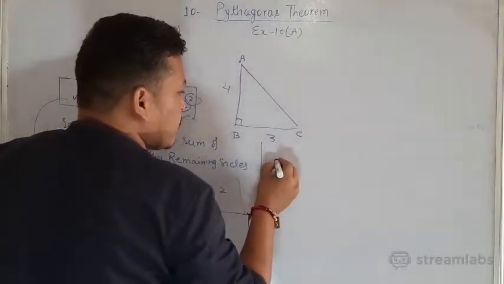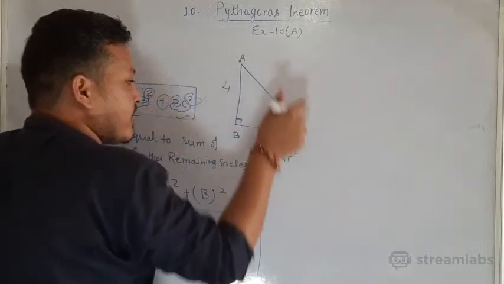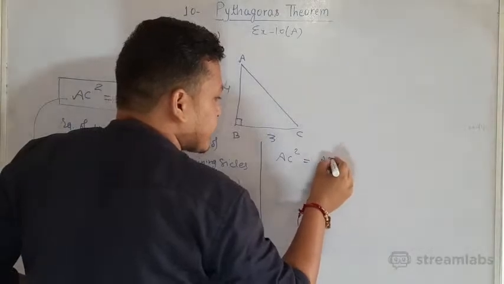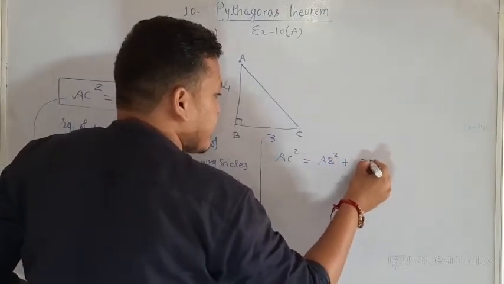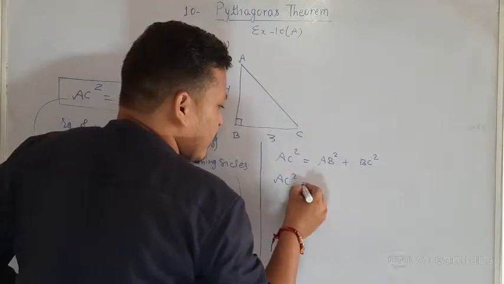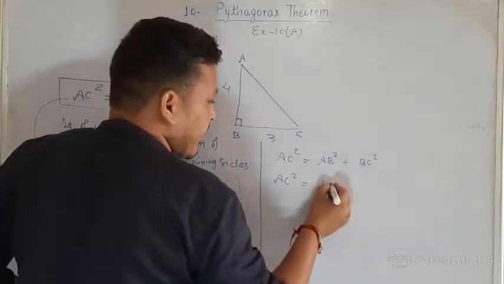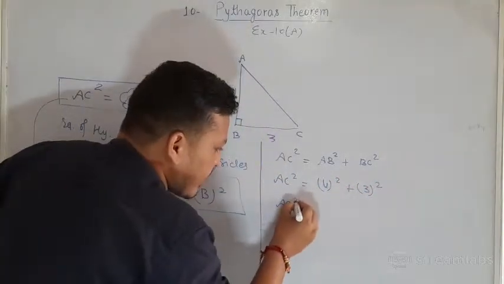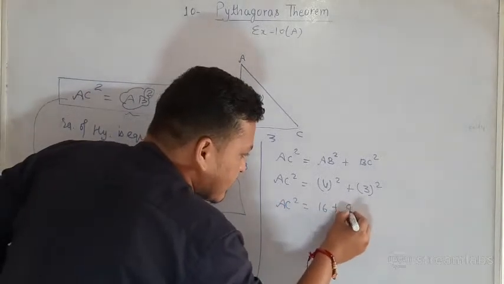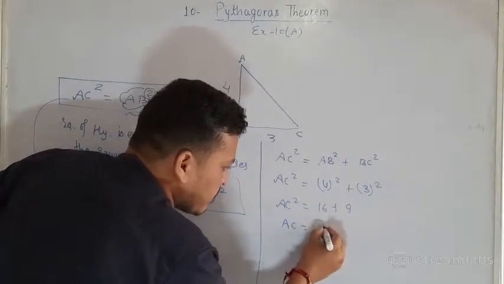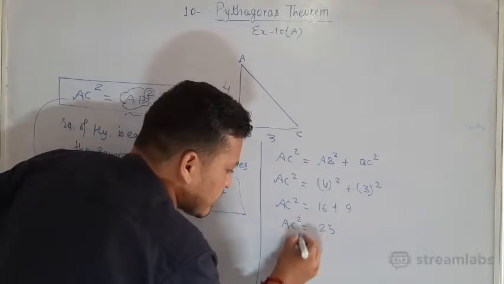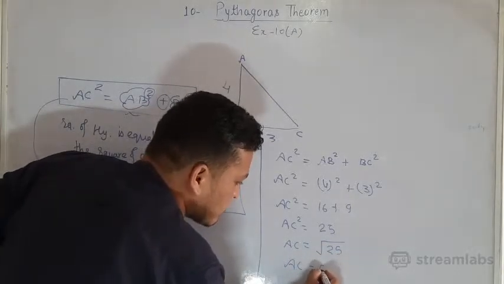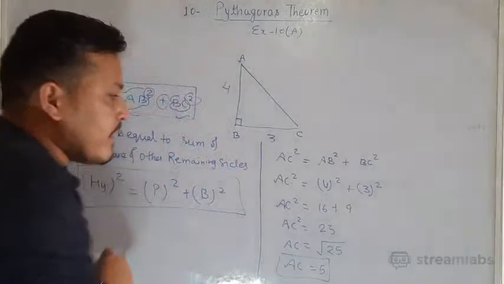The hypotenuse square AC square is equal to the sum of the squares of the other two sides. The other two sides are AB, its square, plus the next side BC, its square. So we can calculate the value of AC square. AB is 4, squared, and BC is 3, squared. So AC square is equal to 4 times 4 is 16 plus 3 times 3 is 9. So AC square is equal to 25. So AC is equal to the root of 25, and the answer will be 5 here.